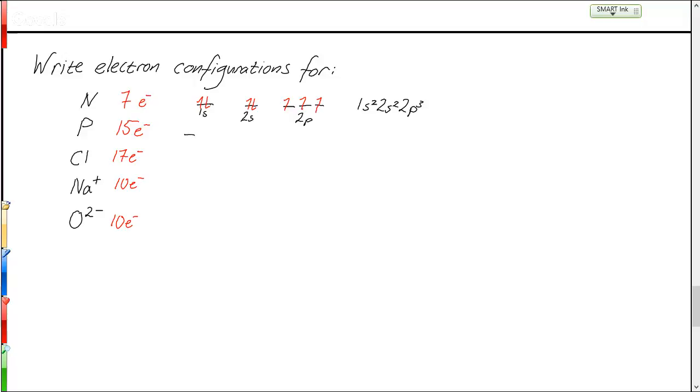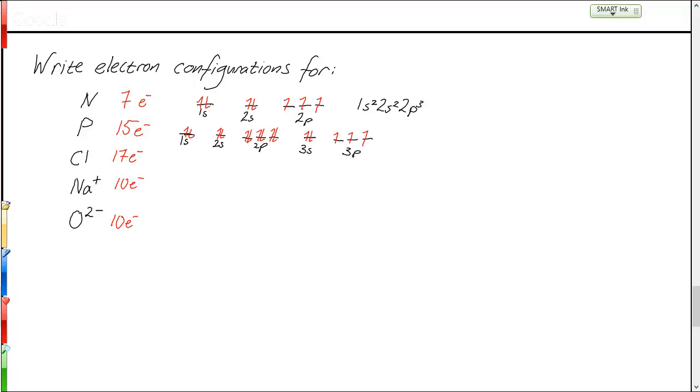So phosphorus is going to have 15 electrons. We start the same way: the 1s, the 2s, the 2p, and we'll fill those up. So 1, 2, 3, 4, 5, 6, 7, 8, 9, 10. And then we need 5 more electrons, so we need another orbital. We can't put the d in there because that would be l equals 2, and we can't have l equals 2 in the n equals 2 level. So we have to jump up to level 3. We're going to start with the 3s, and then the 3p. 1, 2, 3, 4, 5 more.